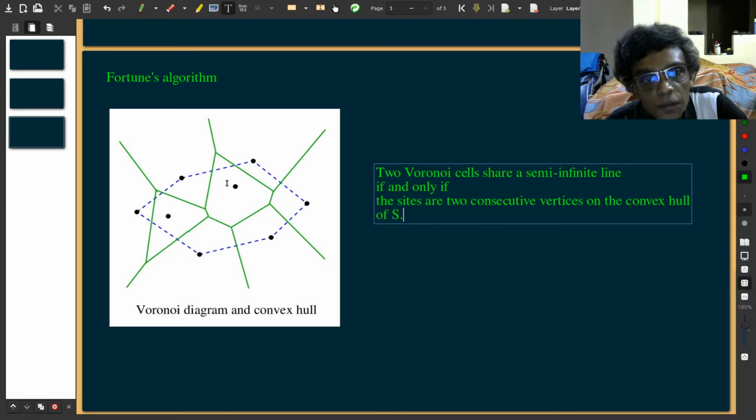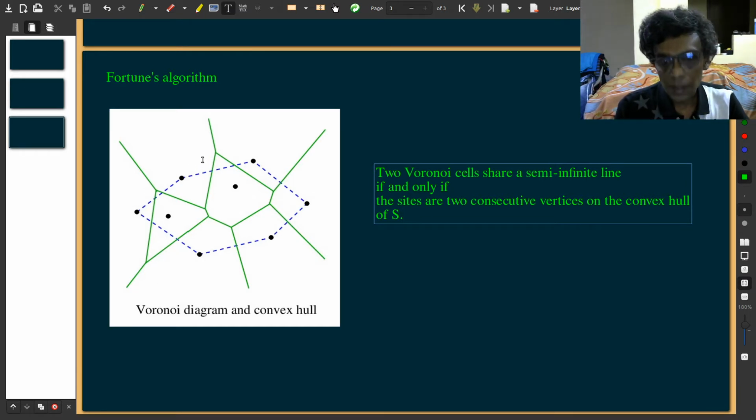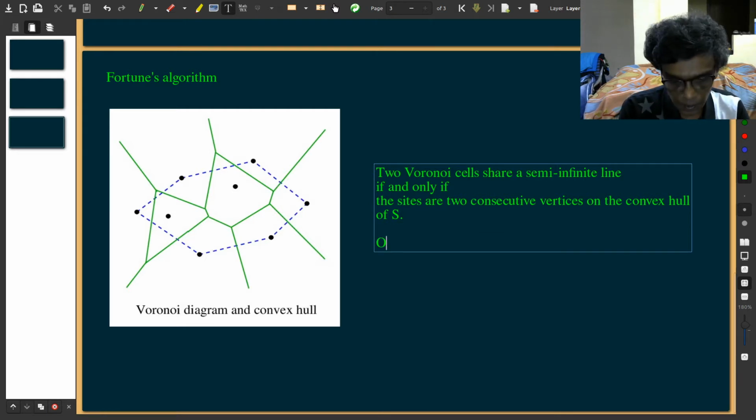For example, if I consider these 1, 2, 3, 4, 5, 6, 7 sites, then the convex hull is this. Now this corresponds to the perpendicular bisector of this. This corresponds to the perpendicular bisector of this. Likewise, this for this, this one for this, and this one for this. So, given this understanding, I can use something like the Preparata-Hong algorithm or Graham scan to compute the convex hull.